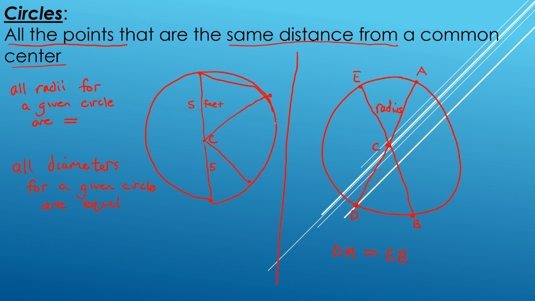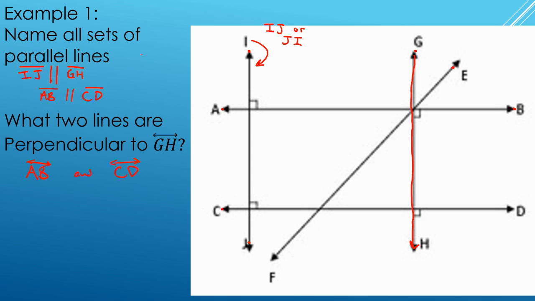Okay, now back to this example. So I should fix, before we move on, let's fix how we wrote our symbols for the first question. Line IJ, we should have little arrows. Line GH, line AB, and line CD. There we go. Because we're calling it a line, we need to show that with the symbols. Okay, next example.